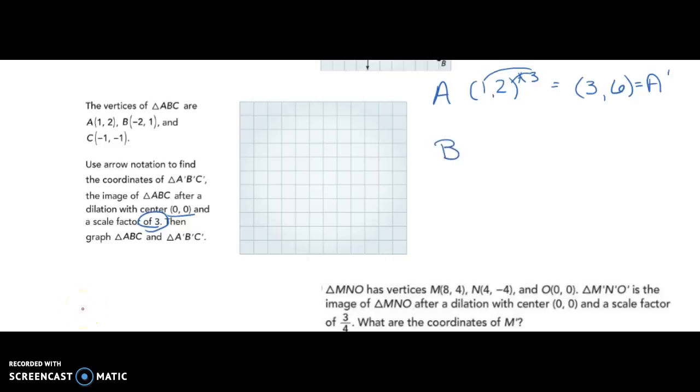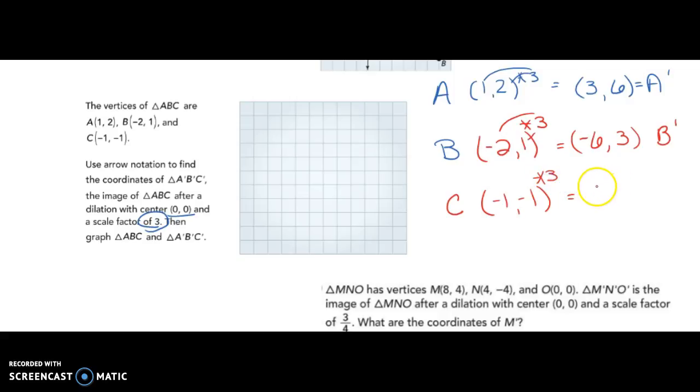Okay. Next is B, and B has the coordinates of (-2, 1). A scale factor of 3, so I'm going to multiply each one by 3. So -2 times 3 is -6, and 3 times 1 is 3. So this is going to be B prime. C has an ordered pair of (-1, -1). I'm going to multiply that by 3, and I'm going to get (-3, -3) for C prime.